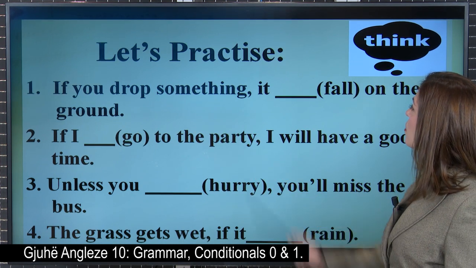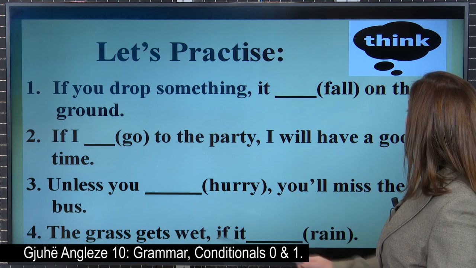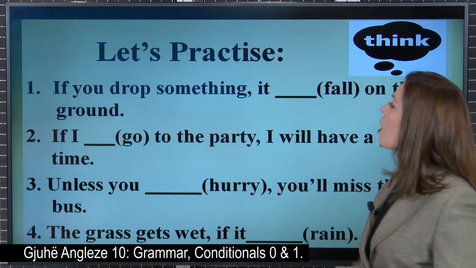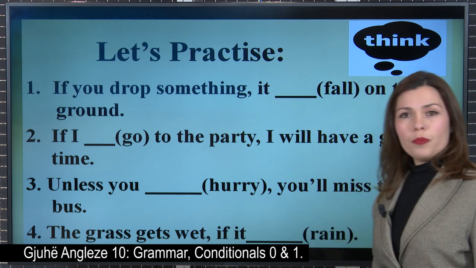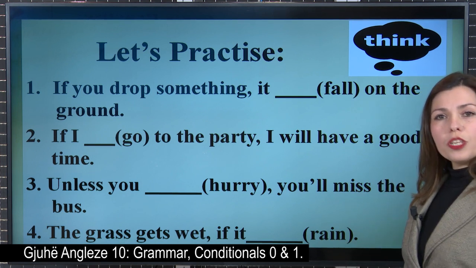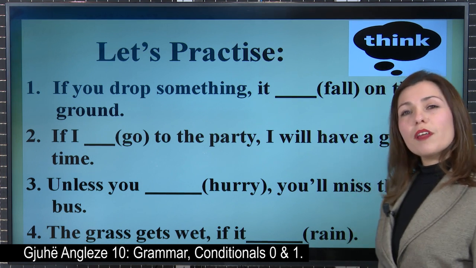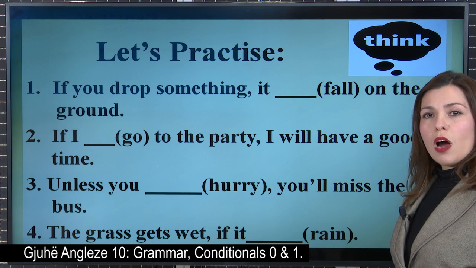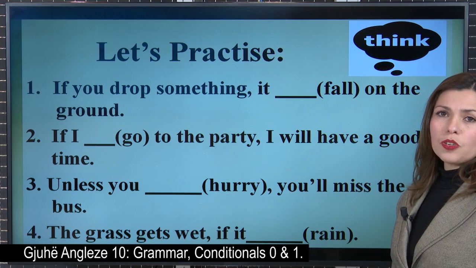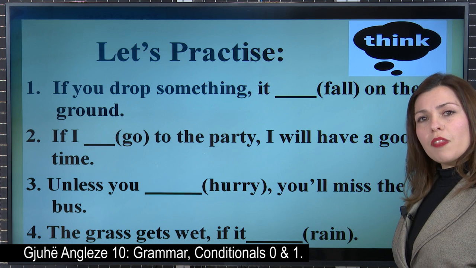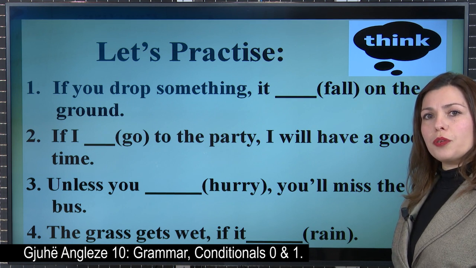If you drop something, it, the verb is fall, on the ground. First of all, you need to know which conditional is the one that we are going to use. So, are we going to use zero conditional or first conditional? That's the first thing for you to determine. All right.